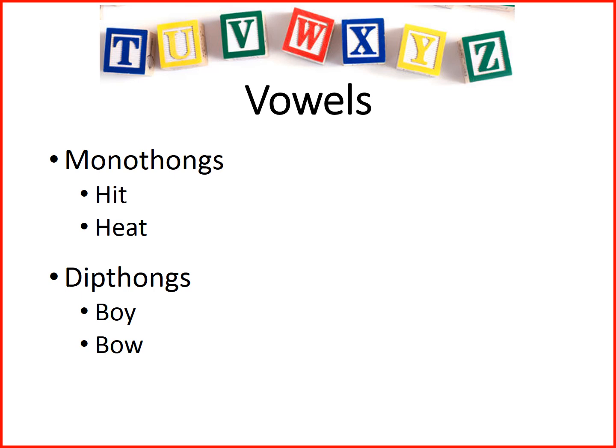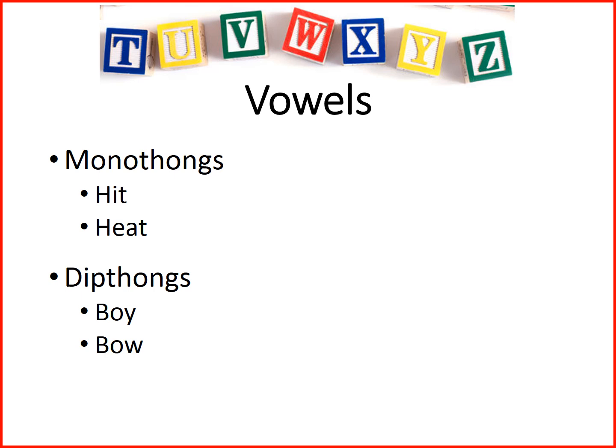Another way to categorize vowel sounds is as monophthongs. Mono meaning one, and phthong being sound. So monophthongs have one vowel sound for the vowel letter or grapheme. Could be more than one letter. So the I in hit is a monophthong. The E in heat is a monophthong. It's just a single vowel sound.